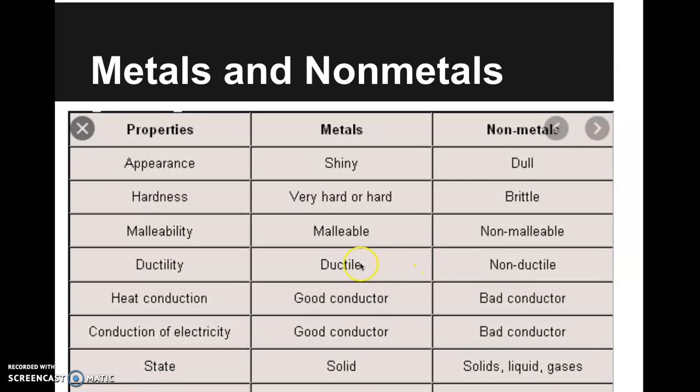They shatter. Ductile: can be rolled into wires. Metals can be rolled into wires. Nonmetals cannot. Conduction: metals are good conductors of heat and electricity, while nonmetals are not. State: metals are almost all solids. There is one liquid metal that we talk about, and that's mercury. But nonmetals can be any state of matter, and of course their density, metals have a much higher density than the nonmetals. So those are some differences. Usually if you're dealing with one, the big ones are going to be the appearance and the conductivity, and that kind of explains what we use them for.